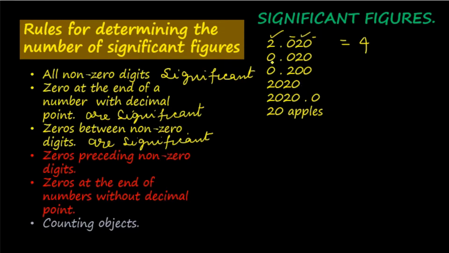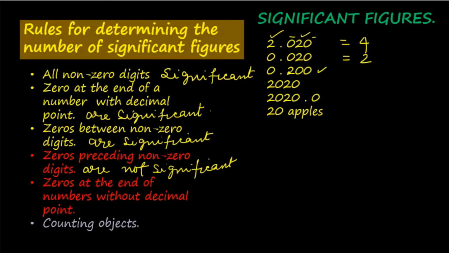Next number is 0.020. There is a decimal point there. There is a 0 at the end. There are 2 zeros in the beginning. There is a non-zero digit. So what are the rules? Zeros preceding the non-zero digit are insignificant. They are not significant. And zeros at the end is significant. So altogether there are only 2 significant figures here.